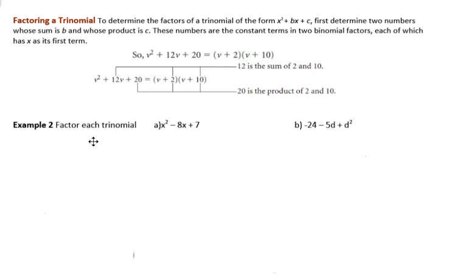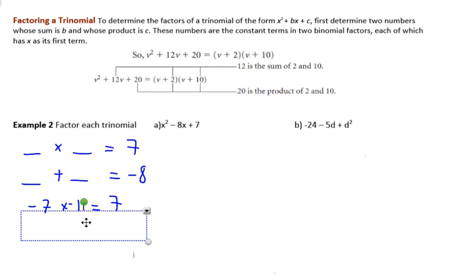If we take a look at x squared minus 8x, we need two numbers that add to negative 8 and multiply to 7. So again, two numbers that multiply to 7 and add to negative 8. Sorry, two numbers that multiply to positive 7 are negative 7 and negative 1. If we multiply those two together, we end up with 7. And if we add them together, we get negative 8.